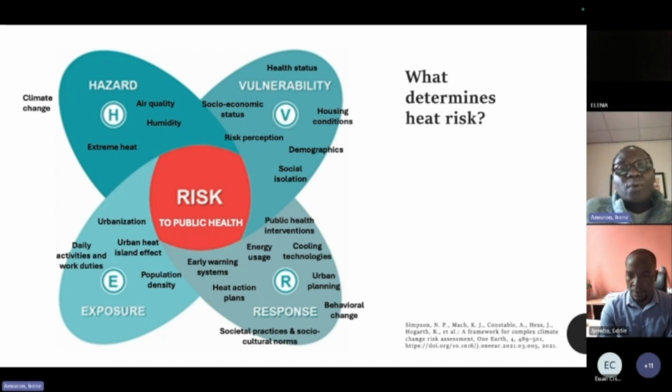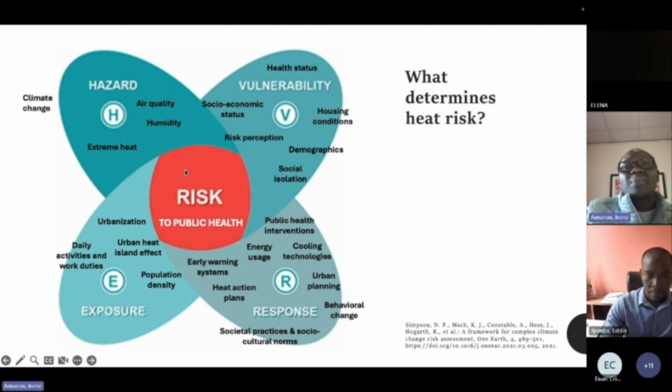Then in terms of exposure, urbanization, my colleague Crispin has just talked about how complex it is to deal with early warnings in urban settings. The urban heat island effect is also a compounding factor towards increasing the urban heat risk. Population density, outdoor activities, all this, when you put this all together, increase our risk towards heat.